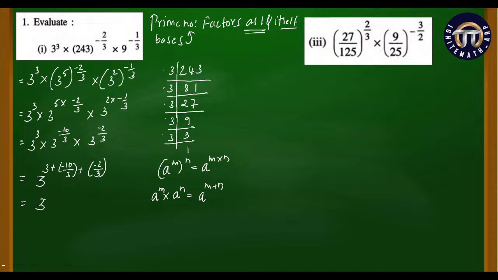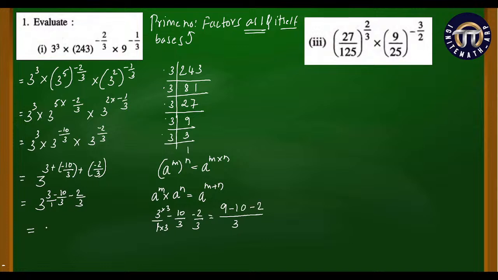So I can write this as 3 to the power of 3 minus 10 by 3 minus 2 by 3. Here nothing is there means what? 3 to the power of 1 it is. So I'll take the LCM over here. See, look at this: 3 by 1 minus 10 by 3 minus 2 by 3. If I take the LCM, it is going to be 3. Then here 1 is to be multiplied with 3. 3 into 3 is 9, and already 3 is there in the denominator, minus 10 and minus 2.